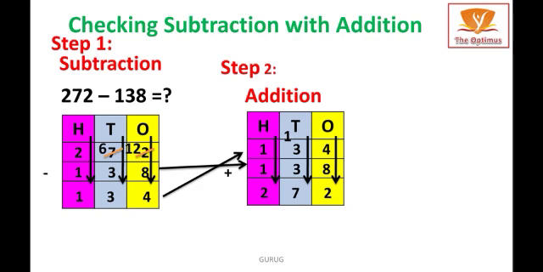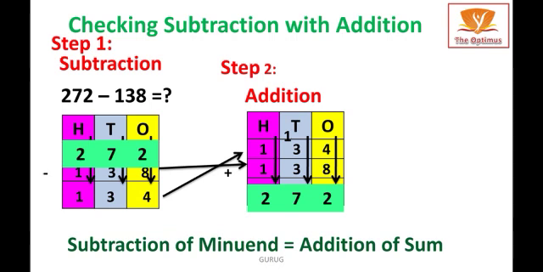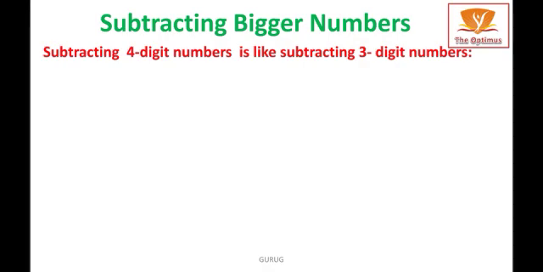I am going to check our answers are correct or not. The subtraction of minute equal to addition of sums. So both are same. So our answer also is correct. Next topic is subtracting bigger numbers. Subtracting 4-digit number is like subtracting 3-digit numbers.